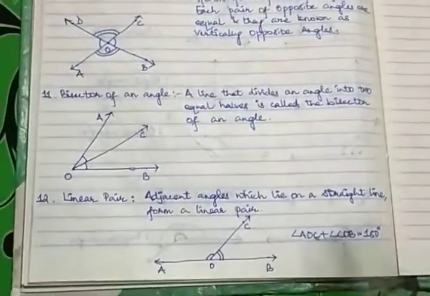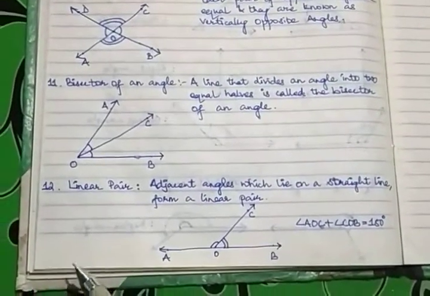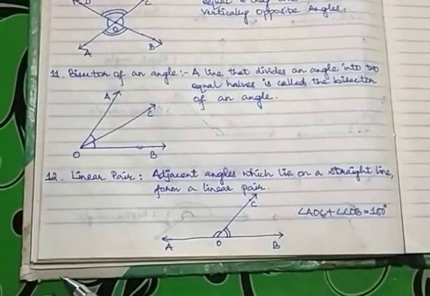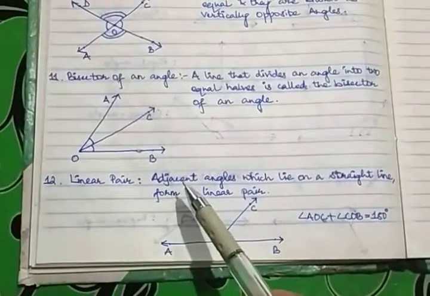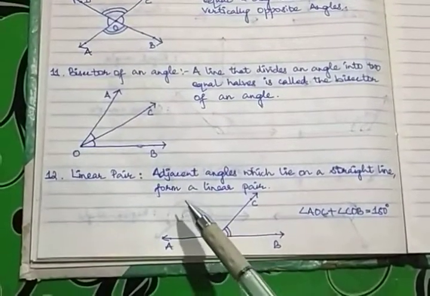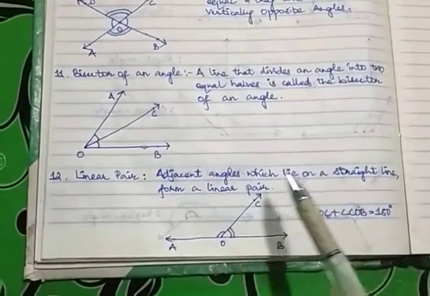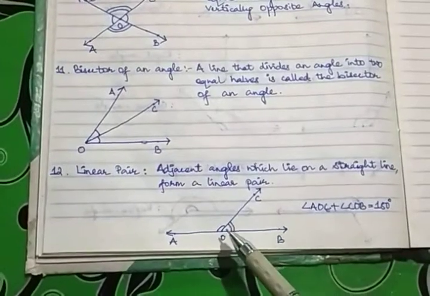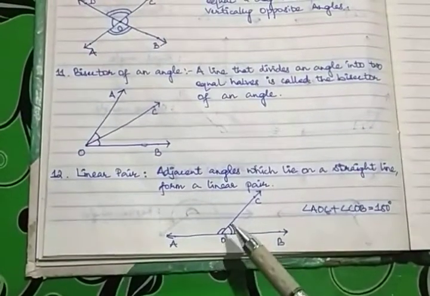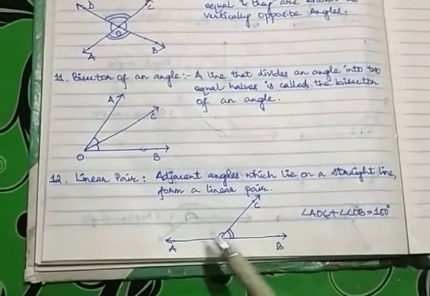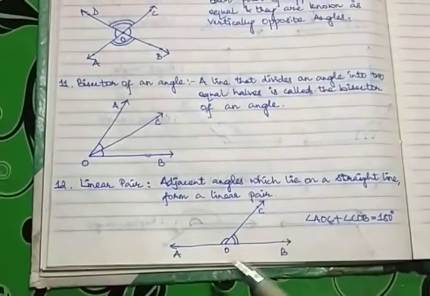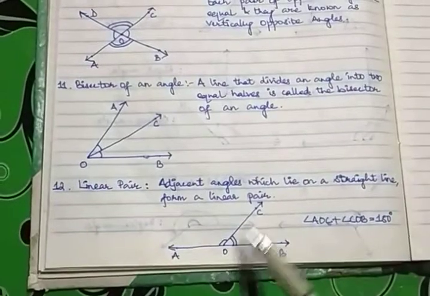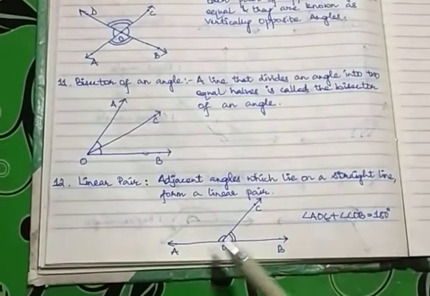So the last topic for today we have here is a linear pair. Now see, again I said about linear pair a few minutes before as well, isn't it? And there comes adjacent angles. Adjacent angles which lie on the straight line form a linear pair. What did I say about adjacent angles? Sometimes they may lie or sometimes they may not lie on a straight line. Okay, but when adjacent angles lie on a straight line, they form a linear pair.